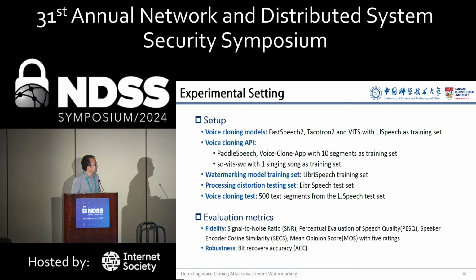So basically, we consider different types of targets, including open source voice cloning models and also real-world voice cloning APIs. We also use some common datasets to test our framework. For the evaluations, we mainly adopt two metrics. For fidelity, we introduce different types of metrics to measure the quality of the generated watermarked audio. And for robustness, we use the bit recovery accuracy, ACC, to denote the accuracy of the watermark recovery.